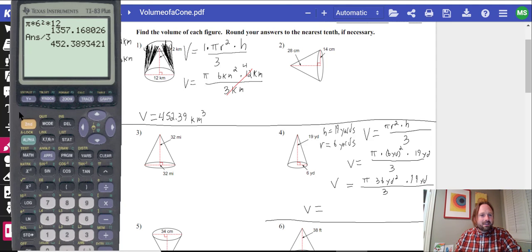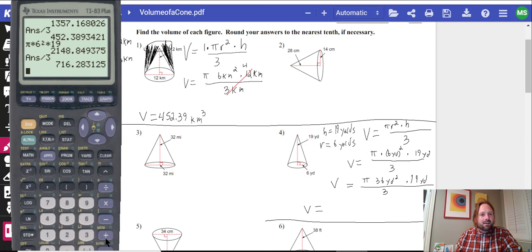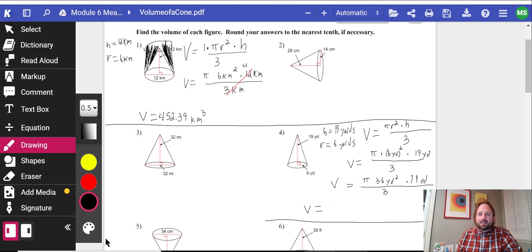Which would be pi times, now I could either put 36 or I could put 6 squared, times 19, and then we're going to divide by 3. I get 716.28. Now on every single one of these, I'm rounding to not the 10th, but the 100th.